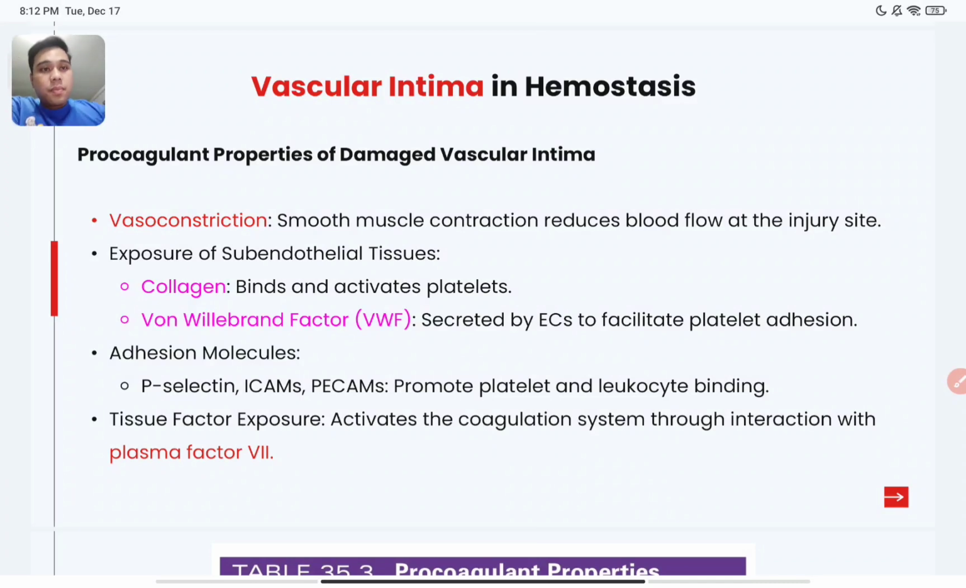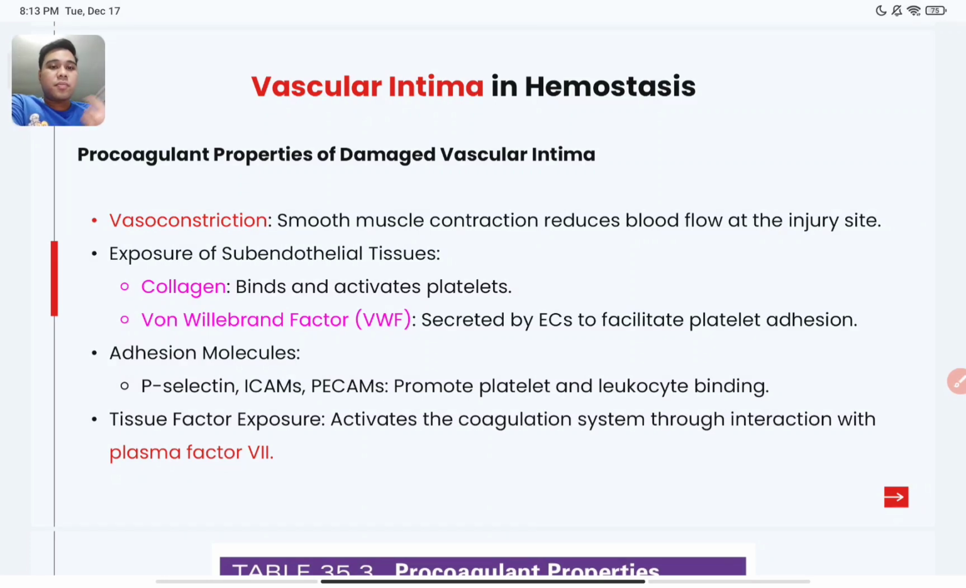Now let's go to the procoagulant properties of your damaged vascular intima. So let's assume na meron na tayong na-damage or nagkaroon ng breakage doon sa blood vessel natin. So anong mangyayari? So there is vasoconstriction. So smooth muscle contraction reduces blood flow at the injury site, and there is exposure of the subendothelial tissues. And as you know, the subendothelial tissues contain now your collagen, which binds and activates your platelets. It also contains your von Willebrand factor, and it is secreted by your endothelial cells to facilitate platelet adhesion.